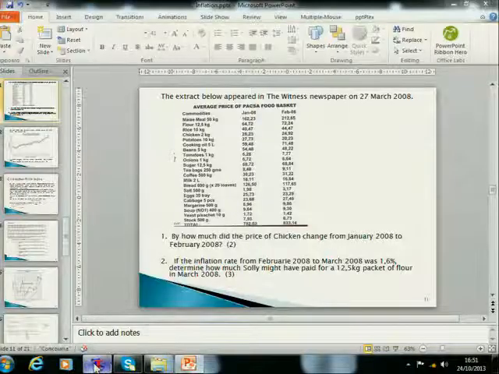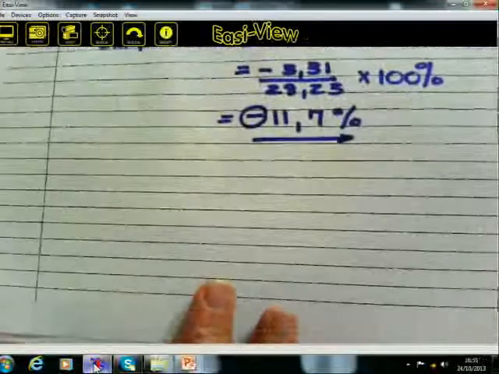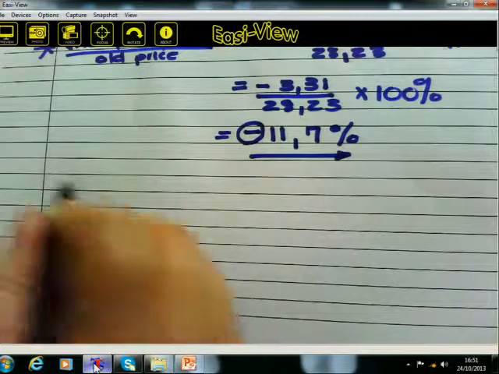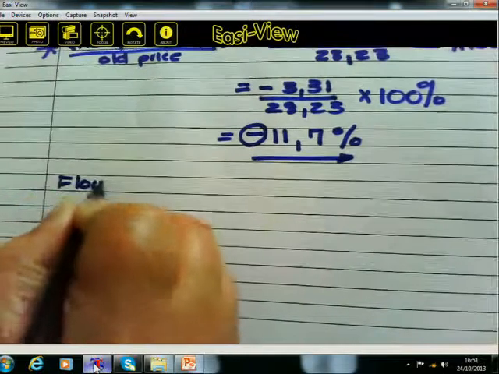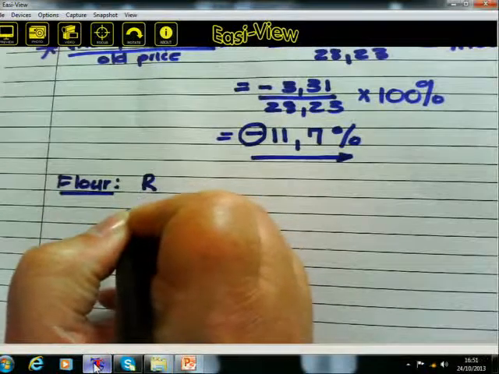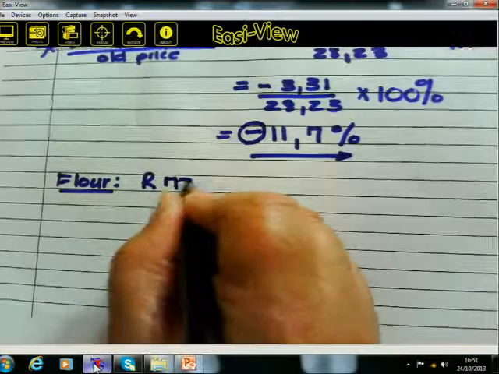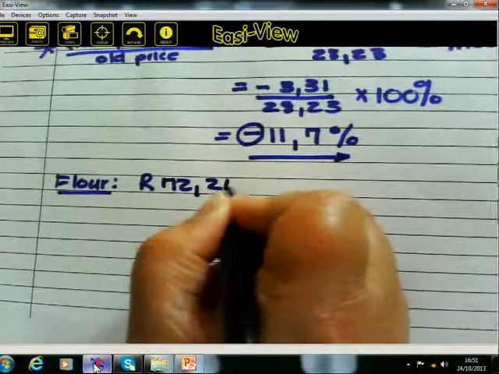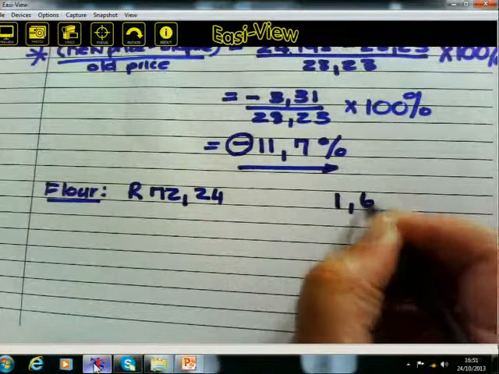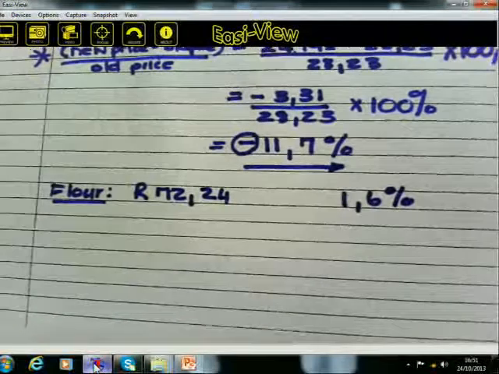It is very similar to the one of the house, where we now have the price of the flour, just right here, what we are working with now. The flour's price in February was 72 Rand and 24 cents. Now they say the inflation rate is 1,6%. So it's similar to the house.